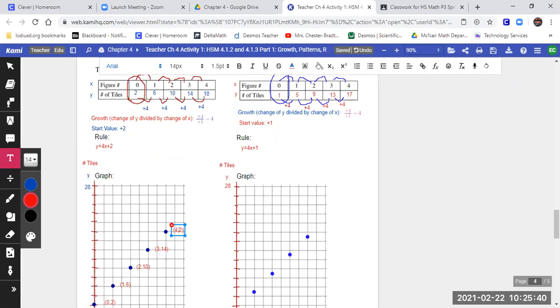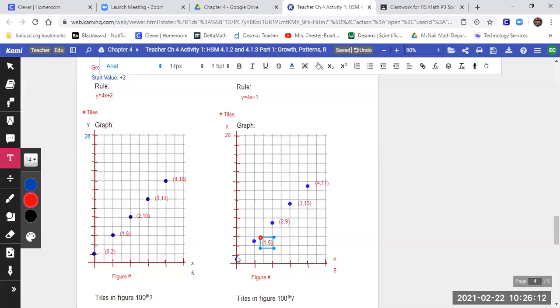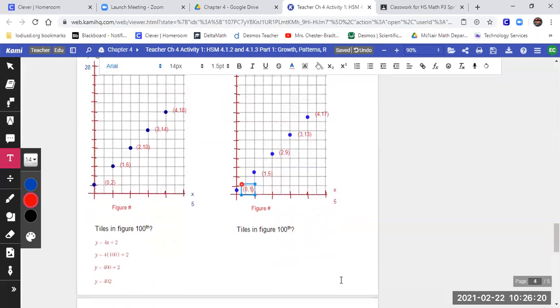No, 4. Okay. We're going to do these. Parentheses 4 with 17. Sometimes it's just easier to type it. This one I'm going to copy because I can just change it to the one. Okay. Everybody okay with that?